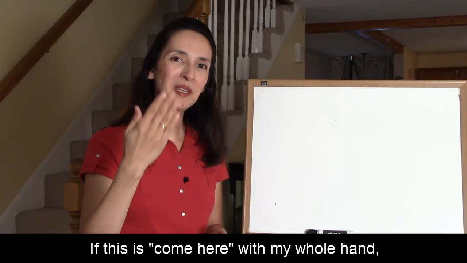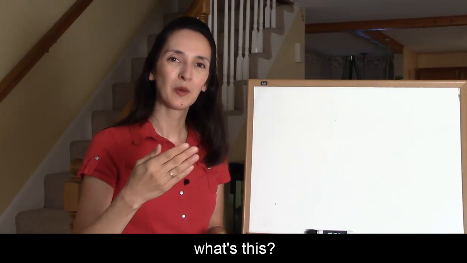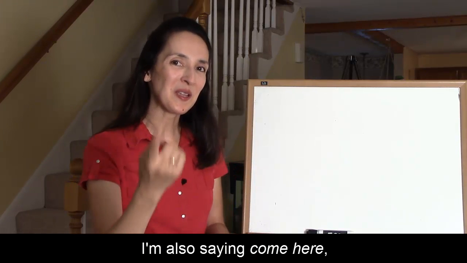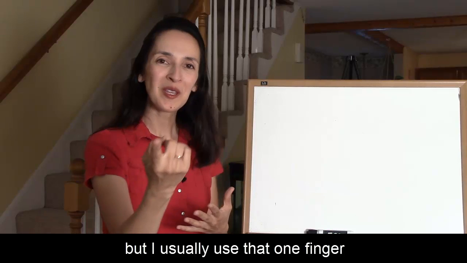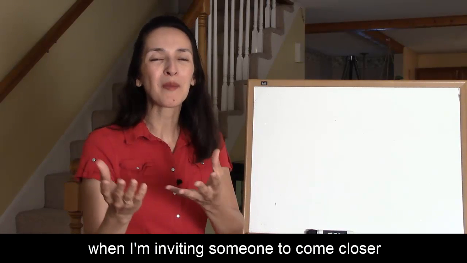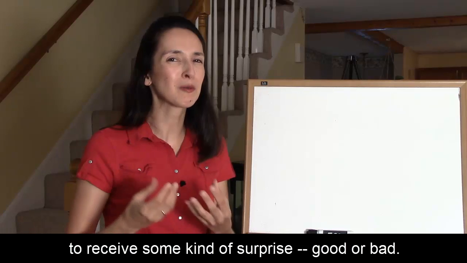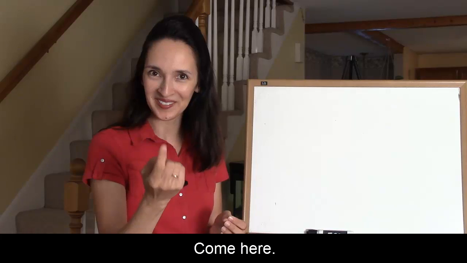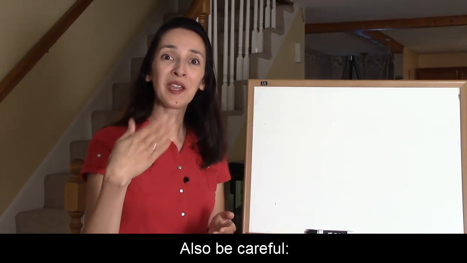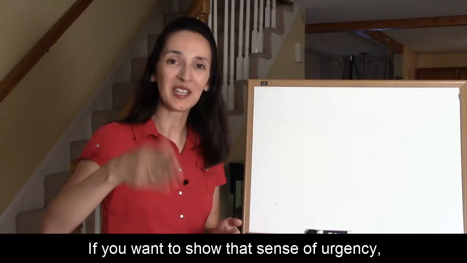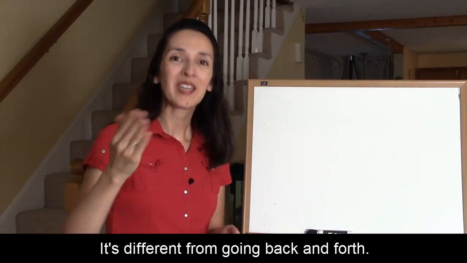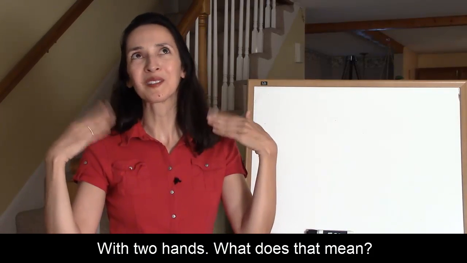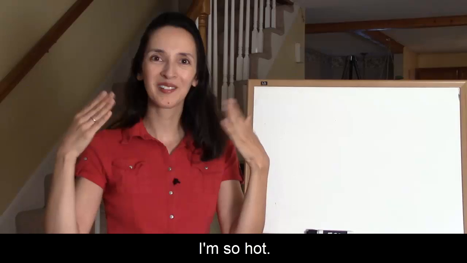Right? If this is come here with my whole hand, what's this? I'm also saying come here, but I usually use that one finger when I'm inviting someone to come closer to receive some kind of surprise, good or bad. Come here. Also, be careful. If you want to show that sense of urgency, there's a roll of the wrist. It's different from going back and forth. 2 hands. What does that mean? I'm so hot. Okay.